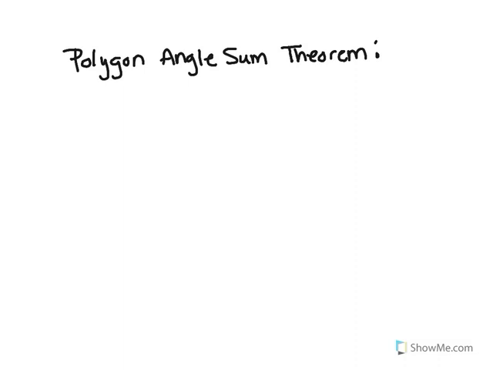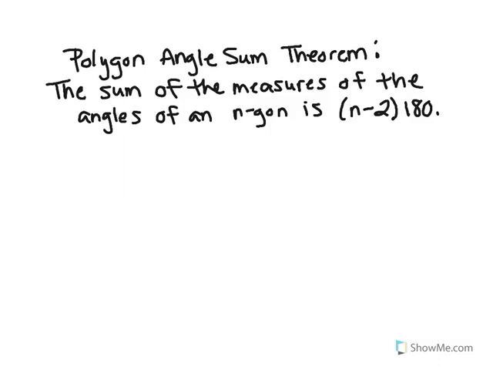Okay, so now that we have our knowledge of polygons, we can finally approach the polygon angle sum theorem. And here's what it says. The sum of the measures of the angles of an n-gon is n minus 2 times 180. And this simply comes from the number of triangles that fit within a polygon. That's why there's that 180, because that's the sum of the measures.